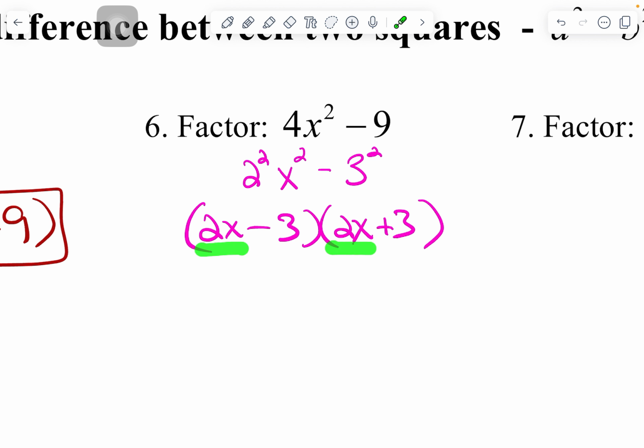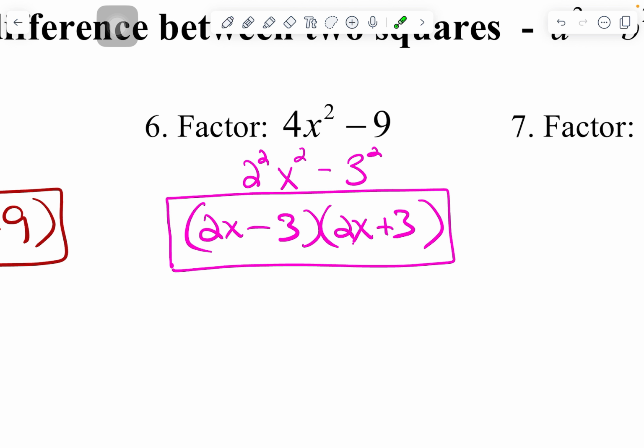So 2x times 2x is 4x squared. Negative 3 times 3 is negative 9. If I multiply the insides, I get negative 6x. If I multiply the outsides, I get positive 6x. If I add a negative 6x and a positive 6x, I get nothing. So that is why there's no middle x term here. There's just nothing else to deal with.